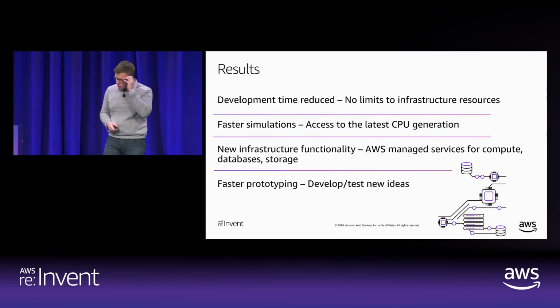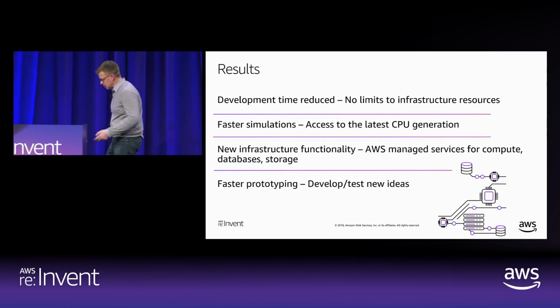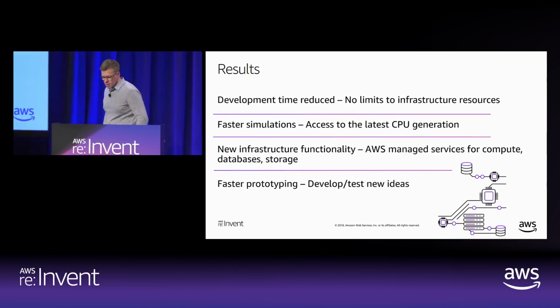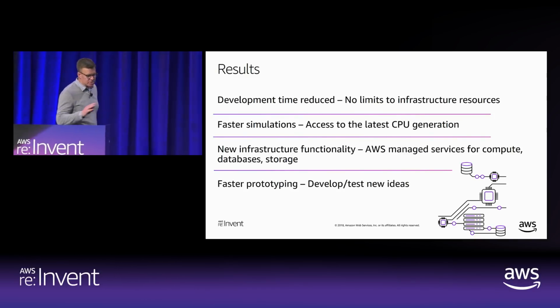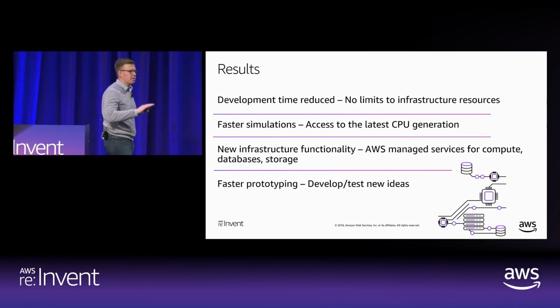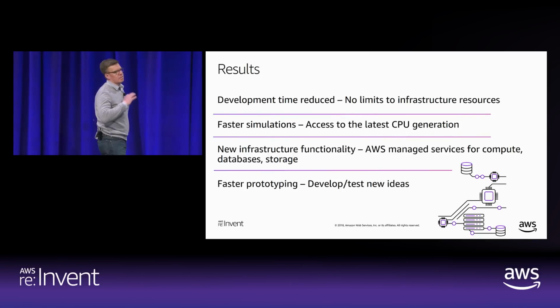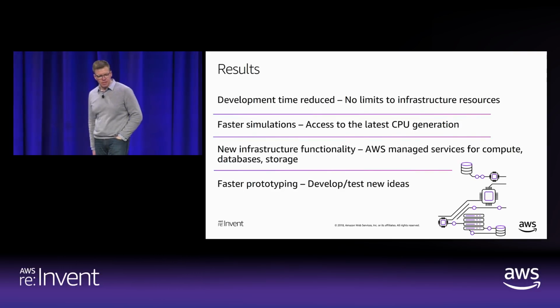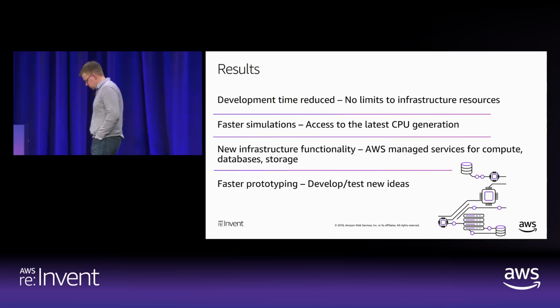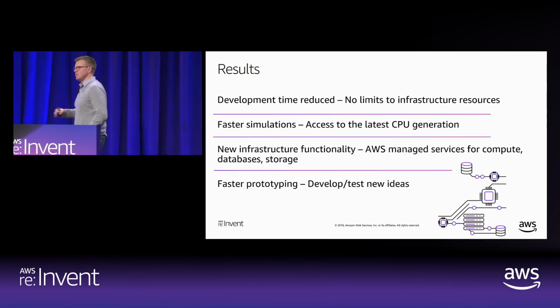So what were the results of our movement to the AWS cloud and working on AWS? Well, we've seen the development time reduced. We had no limits to the infrastructure resources. We scaled up when we needed to. We got the GLS machines when we needed to, those high memory machines. Faster simulations. Right when we jumped on Z1D, we saw a bump.